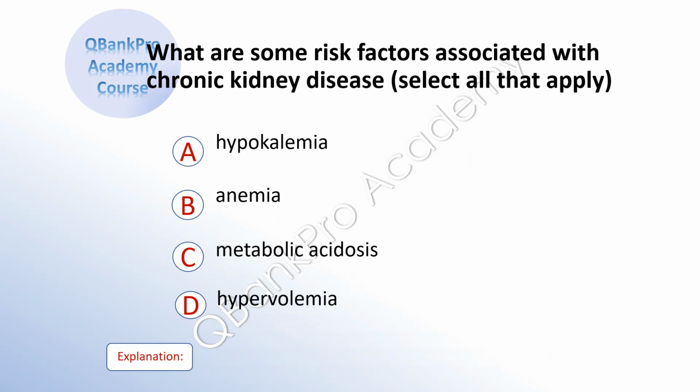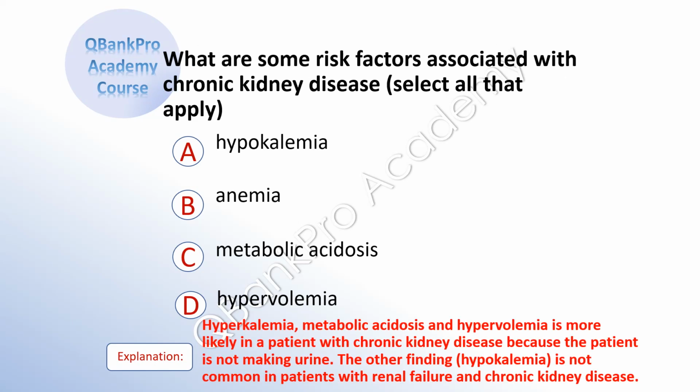What are some risk factors associated with chronic kidney disease? Select all that apply. A. Hypokalemia. B. Anemia. C. Metabolic acidosis. D. Hypervolemia. The correct answer is B. Anemia, C. Metabolic acidosis, and D. Hypervolemia. Explanation: hyperkalemia, metabolic acidosis, and hypervolemia is more likely in a patient with chronic kidney disease because the patient is not making urine. The other finding, hypokalemia, is not common in patients with renal failure and chronic kidney disease.